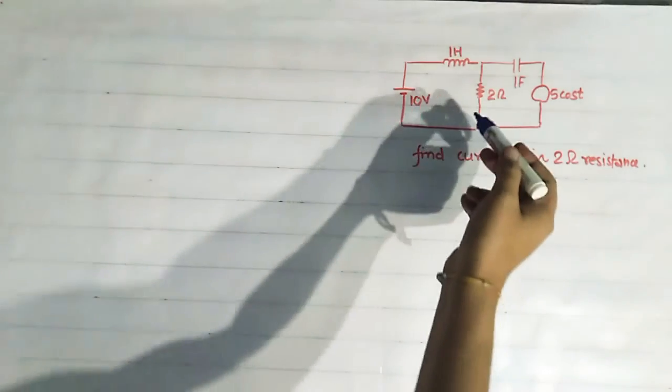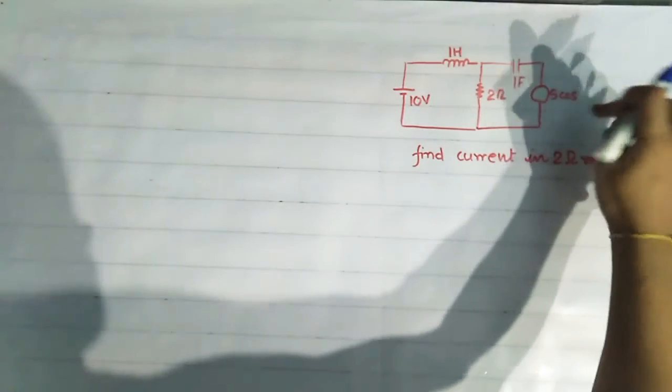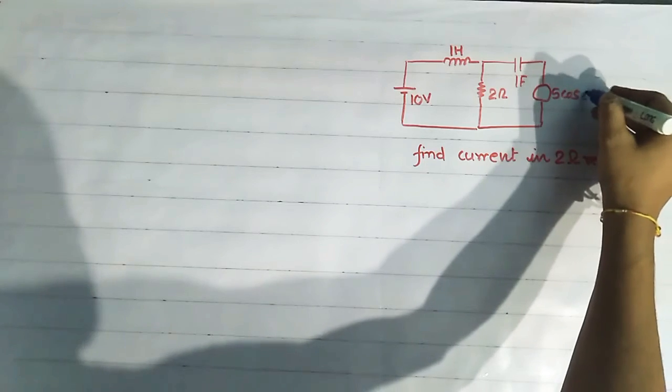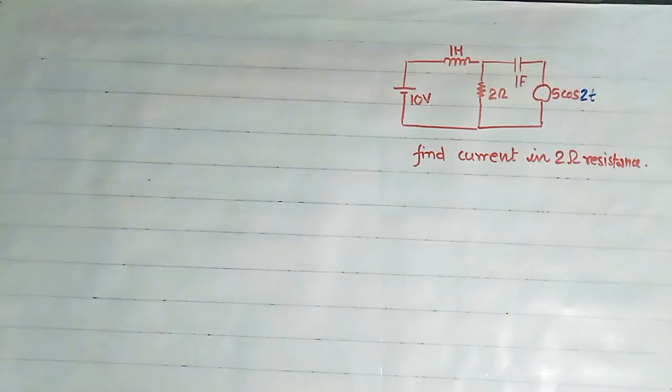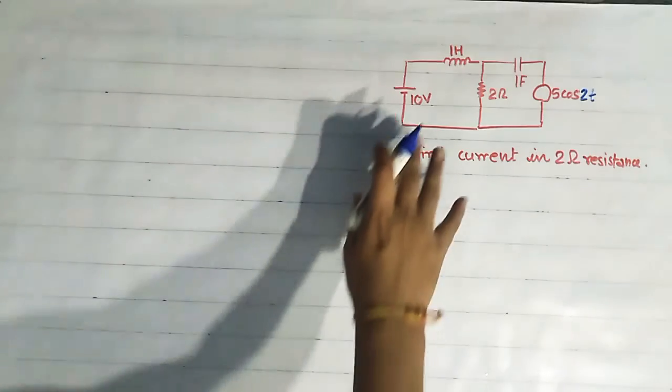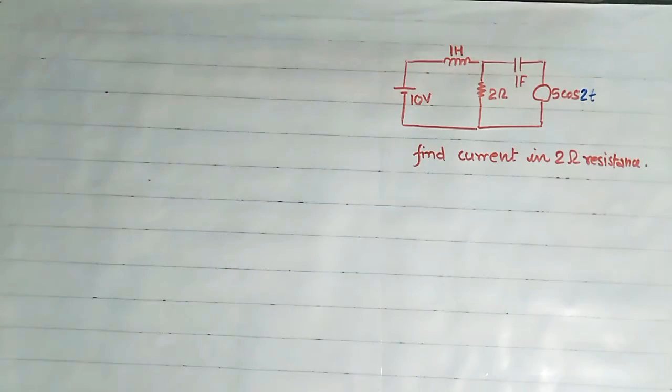See this question. In this question, this circuit is given and we have to find the current in this 2 ohm resistance. Here, it is important to know that one source is DC voltage 10 volt and another source is 5 cos 2t. So these are two different sources.